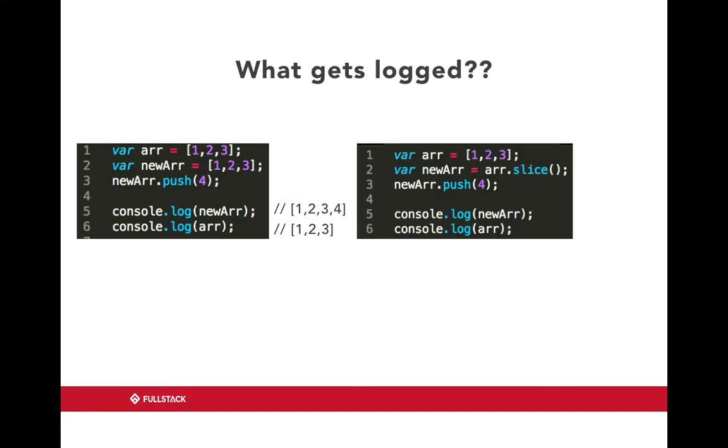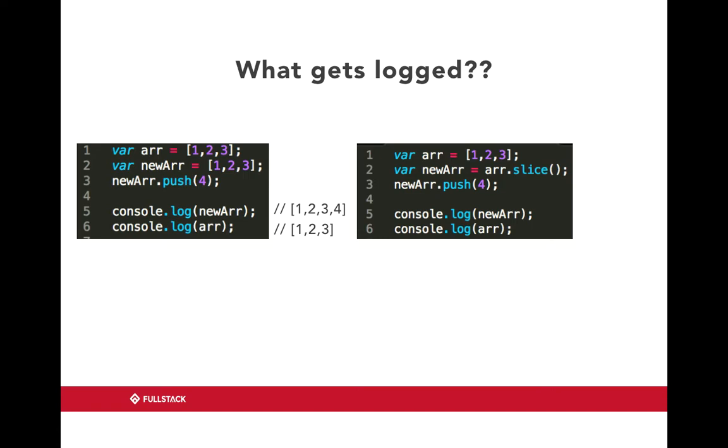Okay, so once again, we go back to our old setup, right? Where we have arr is equal to [1, 2, 3]. And then now I have something called newArr is equal to arr.slice(). And then I do the same thing as before where I add a 4 to the new array.